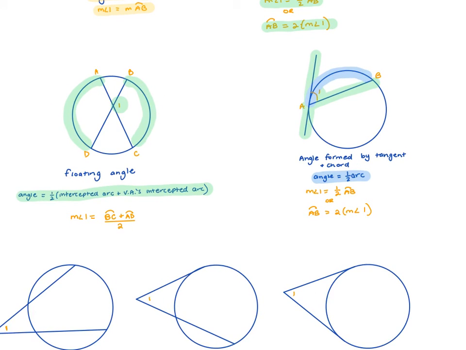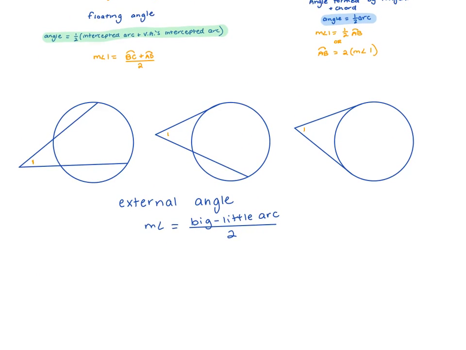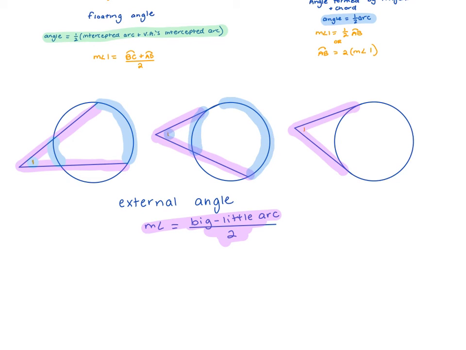Then came the exterior angles, so all the angles that are outside the circle. Whether it's 2 secant segments like this first one, or a tangent and a secant, or 2 tangents, they're all big minus little divided by 2. So if I was looking at that first one, I would do big arc minus little arc divided by 2 equals angle 1. Second one, big arc minus little arc divided by 2 equals angle 1. And the last one, big arc minus little arc divided by 2 equals 1.